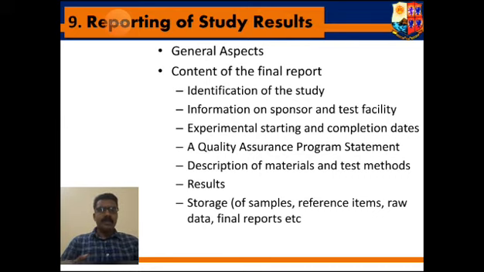First one is identification of the study. So descriptive title, identification of the test and reference items, purity, stability, then information on sponsor and test facility, name and address of the sponsor, test facility, study director, the scientists involved in the study, then experimental starting and completion dates that are very important. A quality assurance program statement that also should be a part of this report. So description of materials and test methods, results including uncertainties, level of significance, evaluation, discussion and conclusions.